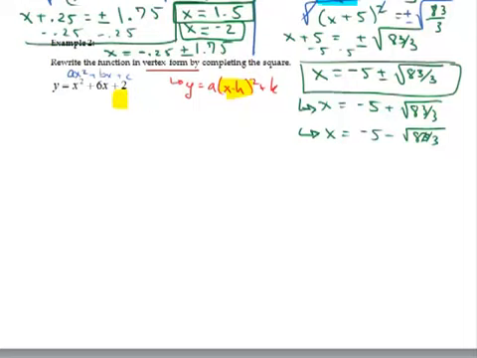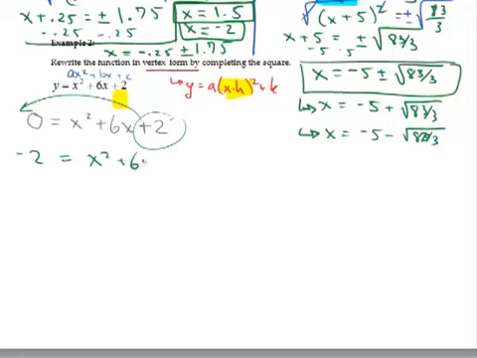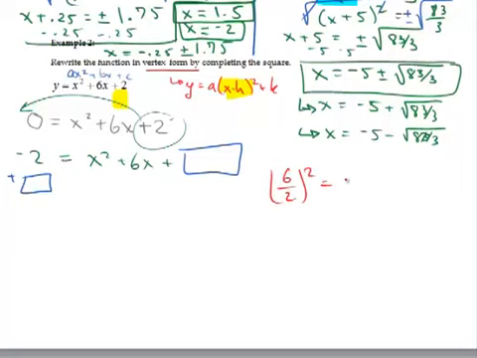So in order to do this, first of all, we set it equal to 0 just for a second. We'll put a y back in at the end, but it's easier for us, because we're going to have to move some pieces around, to call that a 0. The first thing is that we need to get this 2 out of the way. So we're going to move the 2 over. We get negative 2 equals x squared plus 6x plus, and now we can put in the blanks here. What would make this perfect? Well, half of 6 squared. So 3 squared, which is 9.